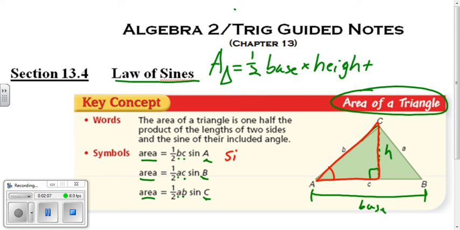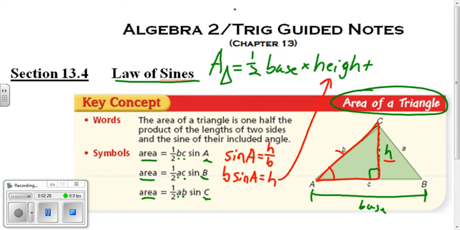In this right triangle, we have angle A, in which case we would say sine A is opposite over hypotenuse, so h over b, our height over our length b. And so if we wanted to solve for the height, we would say b times sine A equals our height.